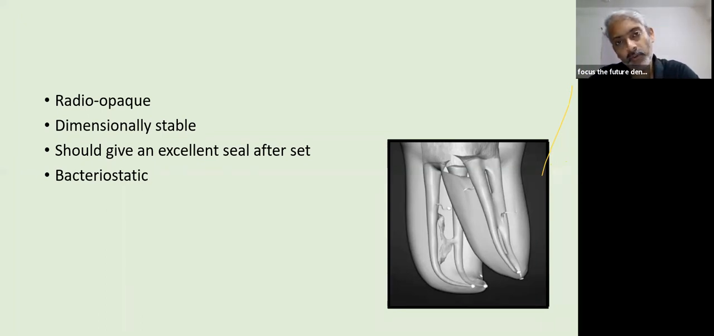Another requirement of your root canal sealer is that it should be dimensionally stable. It should not shrink and it should not expand. And it should give an excellent seal once it is set.